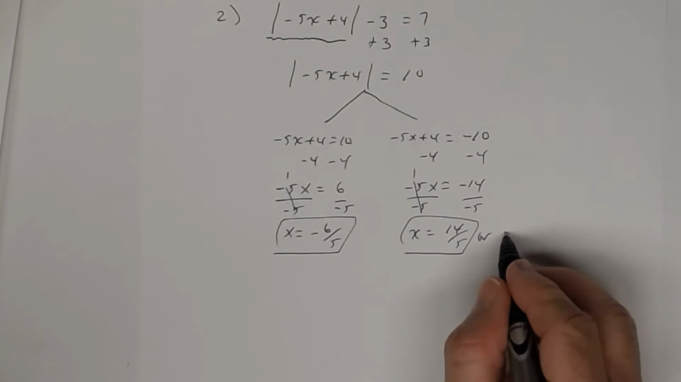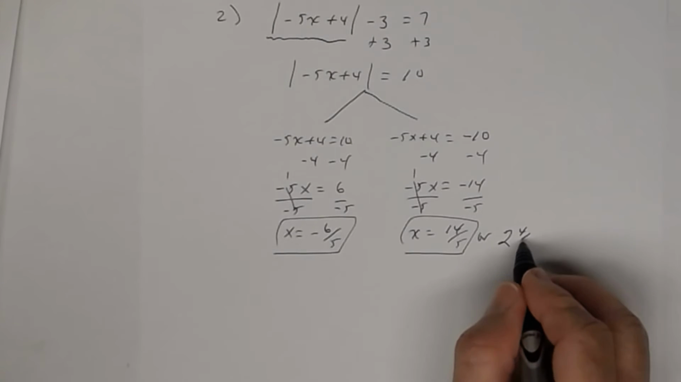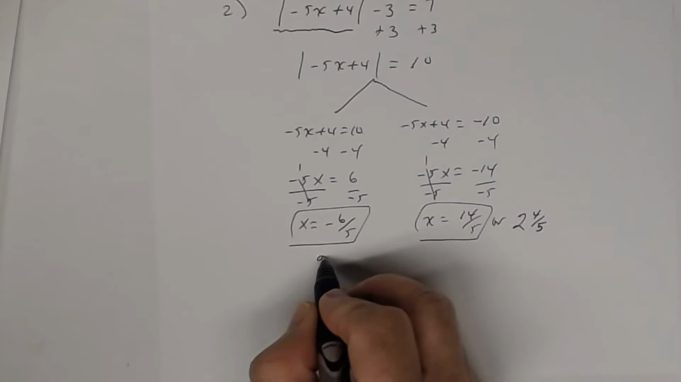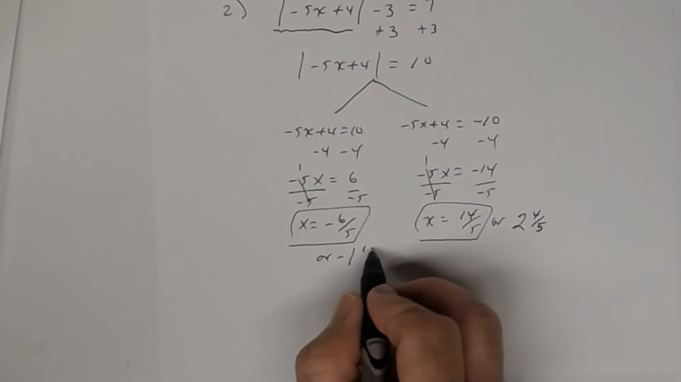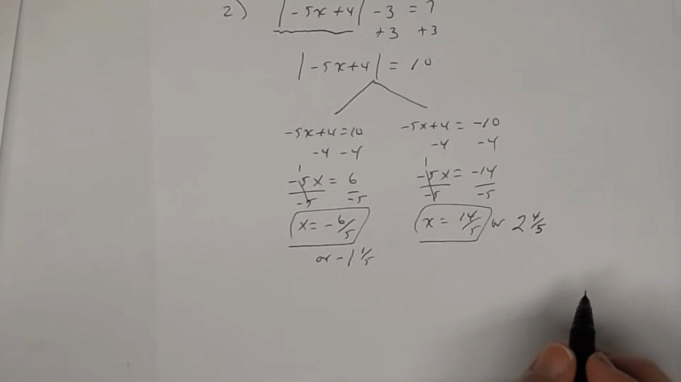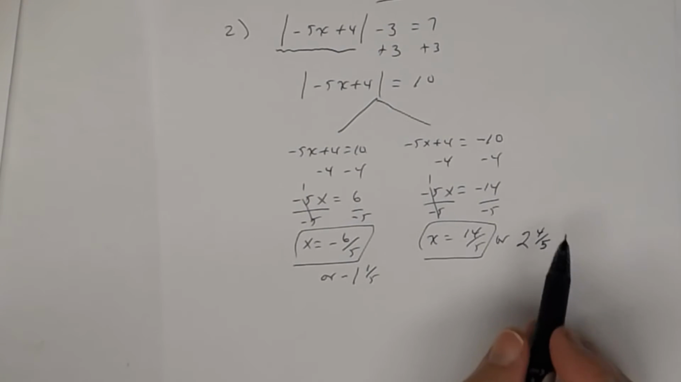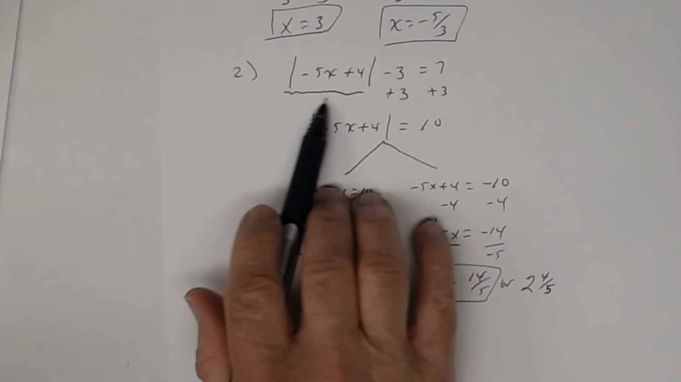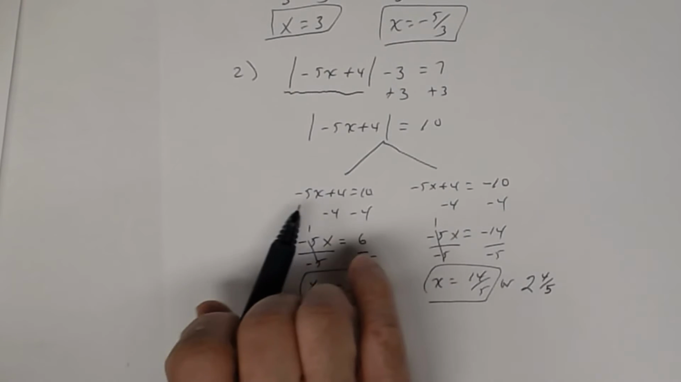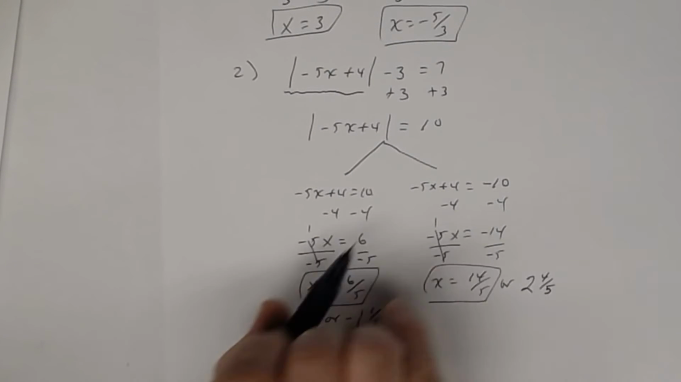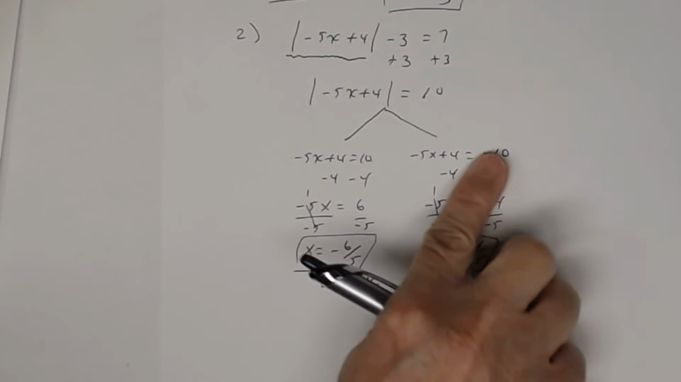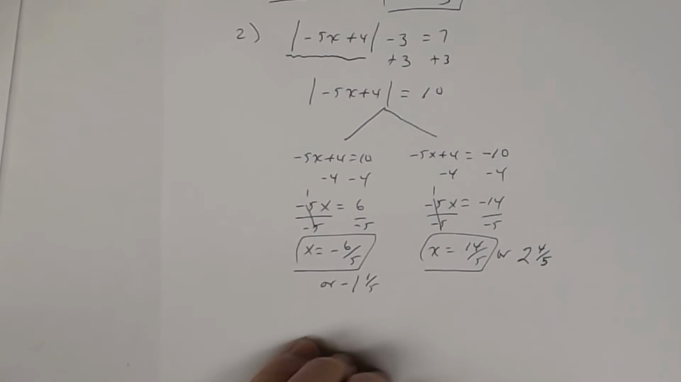5 into 14 is 2 with remainder 4, so you get 2 and 2 fifths. Over here, that's going to be negative 1 and 1/5. Okay? All right, so that's it. That's all you do. It's not difficult at all. You just got to remember, though, you have to isolate that absolute value expression by itself before you rewrite it as 2 separate equations. And notice nowhere in here do you see absolute value bars.